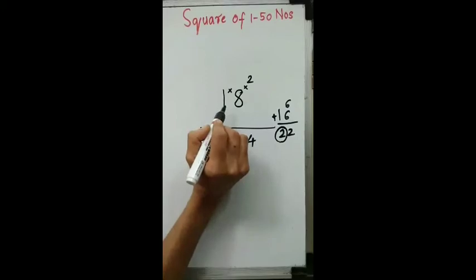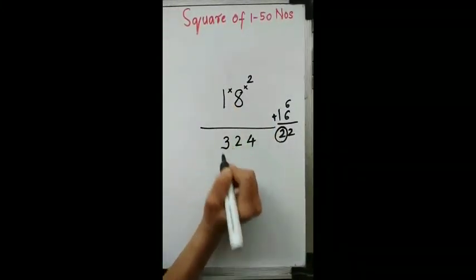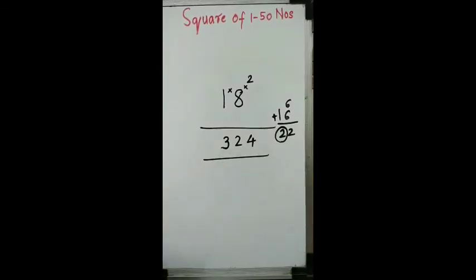Now 1 square is 1. 1 plus 2 gives me 3. So my square of 18 is 324. Okay, children, is that simple? So that is one method for finding the square of numbers between 1 to 50.